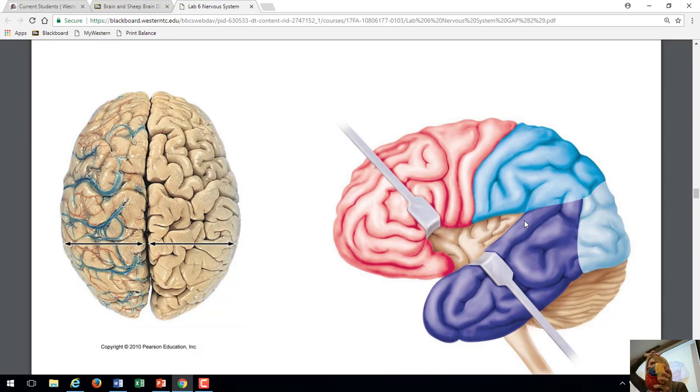So it kind of sits on the brain like a crown. Remember the coronal suture on the skull? Well, the central sulcus lies in that same direction. It doesn't lie directly underneath the coronal suture, but it's still in that same direction, kind of sitting on the brain like a crown. So that's the central sulcus. So I can see that here. So that's the central sulcus.